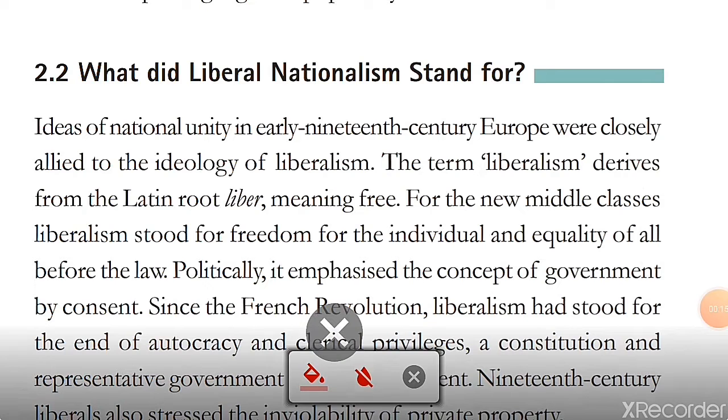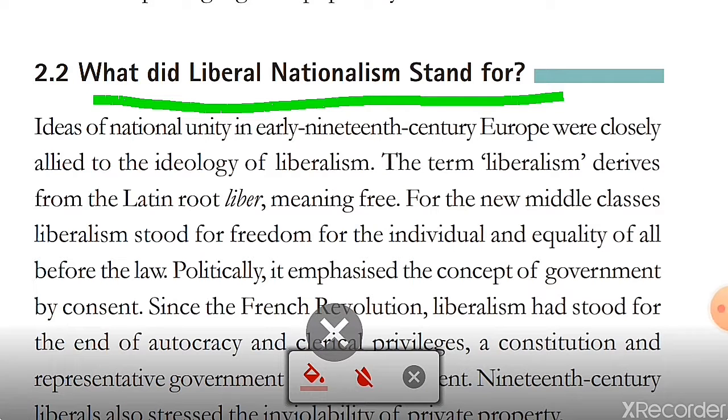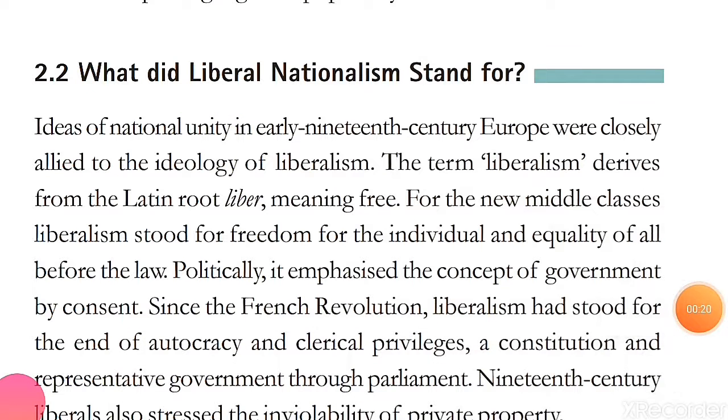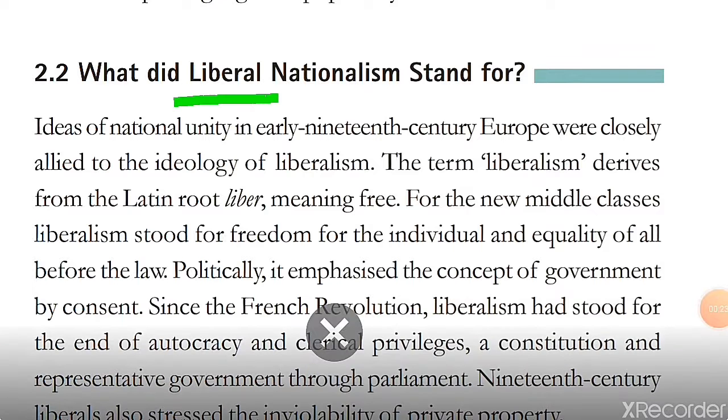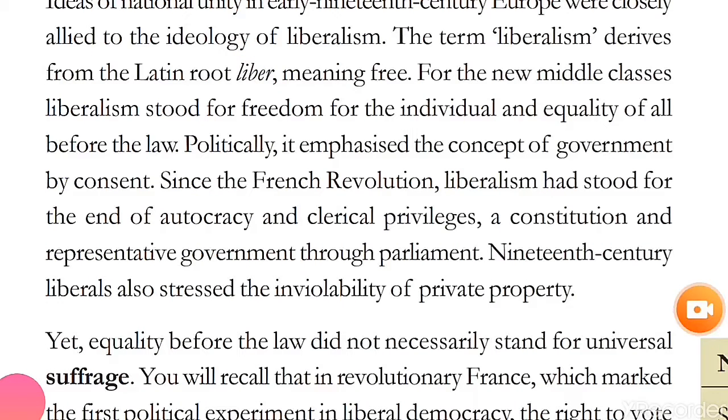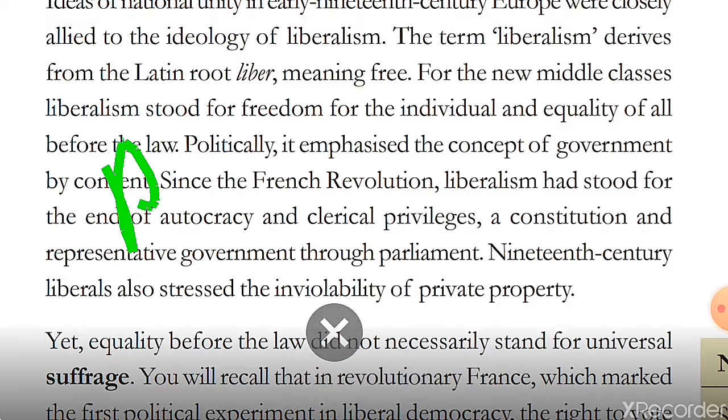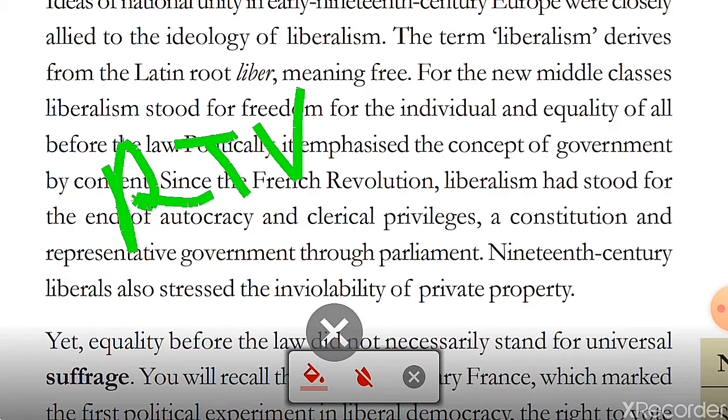Now we will read about liberalism. What did liberal nationalism stand for? The term liberalism derives from the Latin root liber, meaning free. What is free? That means people are free to do their work. The right to vote and get elected was granted exclusively to property owning men. Men without property and all women were excluded from political rights.